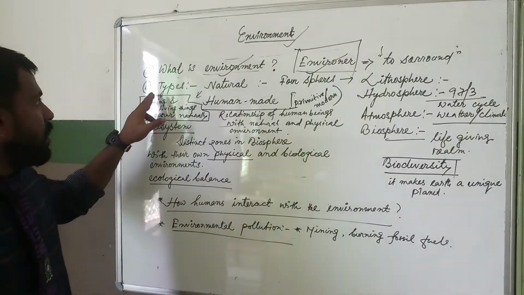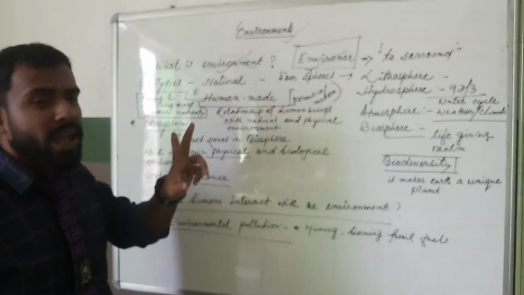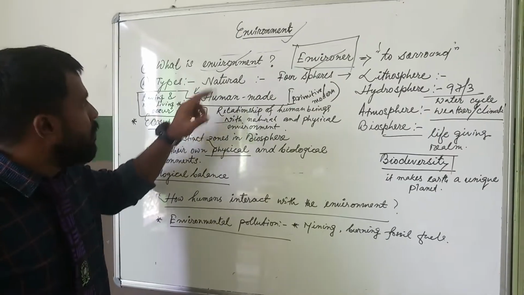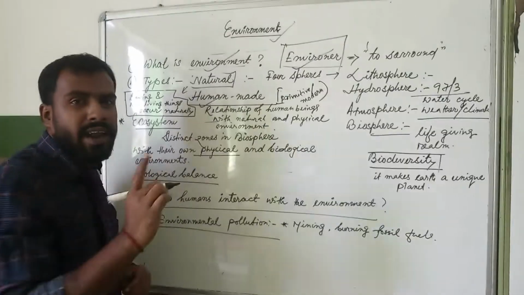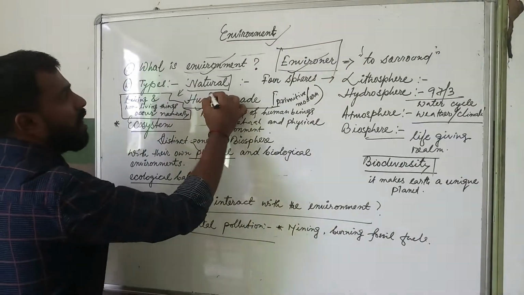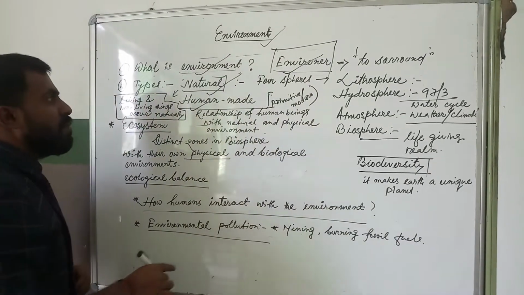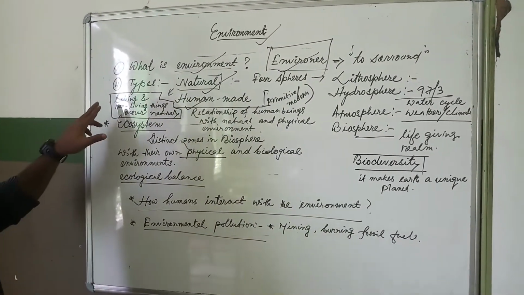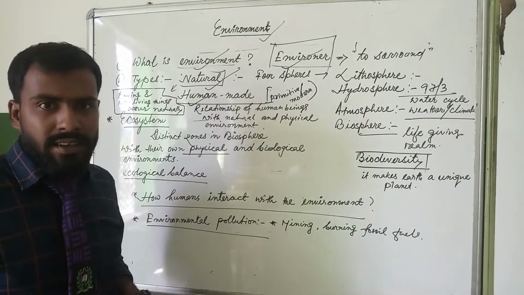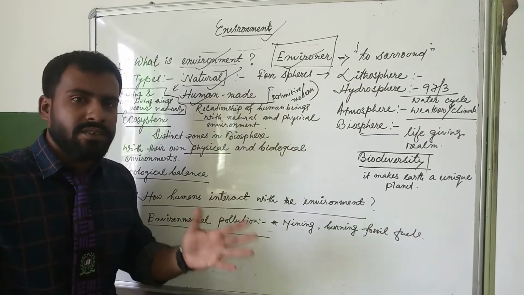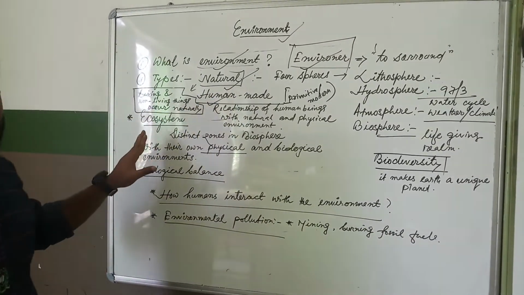The next topic is the types of environment. Actually, we have two types of environment. One is natural environment and one is human-made or man-made environment. First, natural environment. What is natural environment? Natural environment means all the living and non-living things which occur naturally. All the living or non-living things which occur naturally are called natural environment.